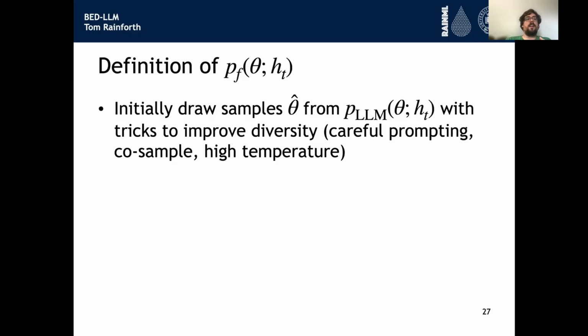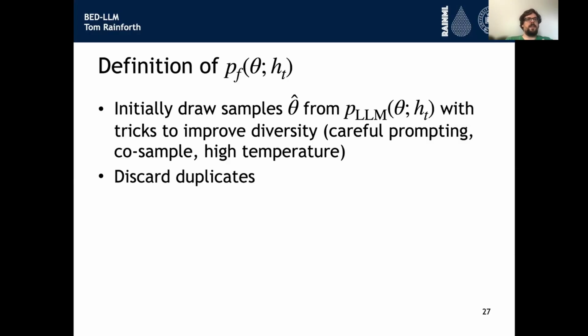We're going to not IID sample. We're actually going to ask the LLM to generate 50 samples at once so that they're all just different. We're going to do lots of careful prompting work. There's going to be a lot of engineering, basically, that goes on to try and really make those initial samples diverse. Then we're going to discard any duplicates.